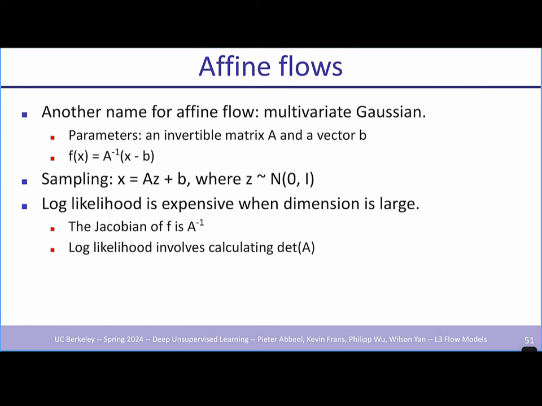So, what can we do? We can do affine flows. Pretty simple, just linear. Linear connection between x and z. So one block would just be x equals Az plus b, or z equals Ax plus b, depending on how you set it up. The Jacobian is A or A inverse, depending on which direction you set it up. You need to calculate the determinant of A. So maybe A should be lower triangular to make that easy. And that's the maximum expressiveness in some sense that you get without becoming very expensive to deal with.